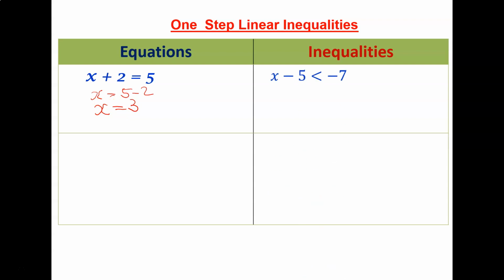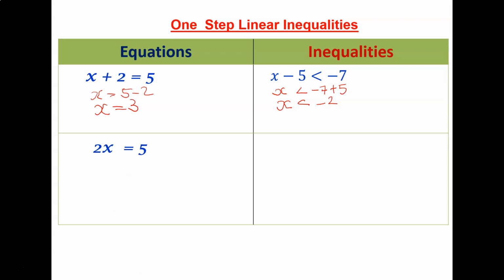Now let's take inequalities. x minus 5 is less than minus 7. And we use exactly the same way. The inverse of minus 5 is plus, so x is less than minus 7 plus 5. That gives you x is less than minus 2. That's exactly the same way, no difference. Only the sign in the middle is different. In the case of an equation, you have an equal sign. In the case of inequalities, you have one of the four signs that we learned in the introduction lesson.